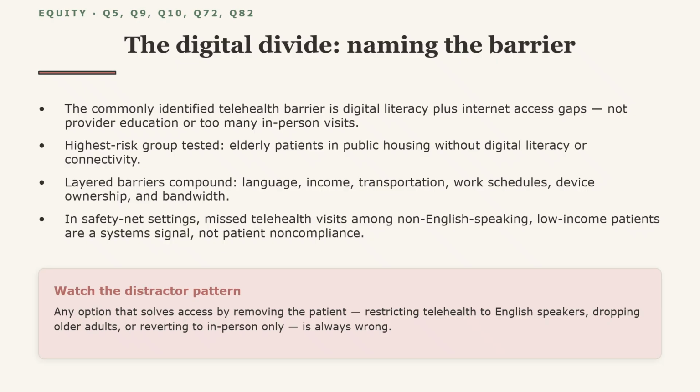Now you'll find that non-English speaking, low-income patients have a pattern of missed telehealth visits. This is a signal. It's a design failure of the delivery model, not the patient. Framing it as non-compliance is incorrect. The distractor pattern in the call-out is worth memorizing. Any answer that fixes access by excluding people, limiting telehealth to English speakers, dropping older adults from the program, or focusing resources on in-person visits only is going to be wrong.